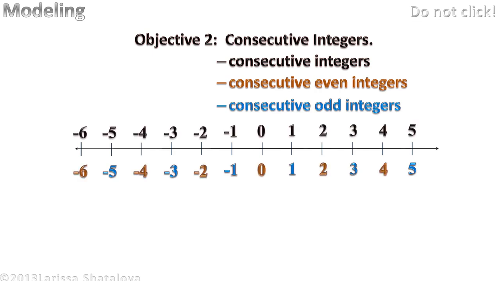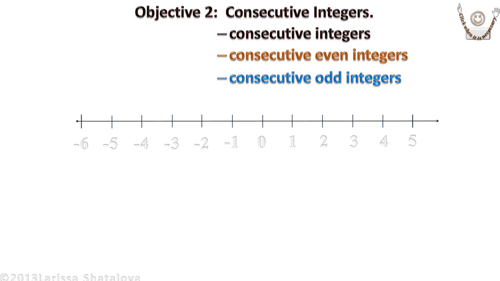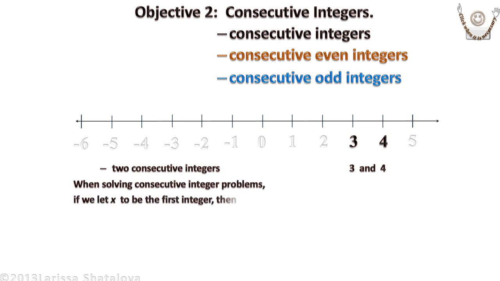So now, as you see, we have these three groups: consecutive integers, all of them; consecutive even integers, just even numbers; and consecutive odd integers. No fractions, no decimals, no irrationals. If someone says two consecutive integers, as an example, you can see 3 and 4. It can be 5 and 6, or it can be 100 and 101.